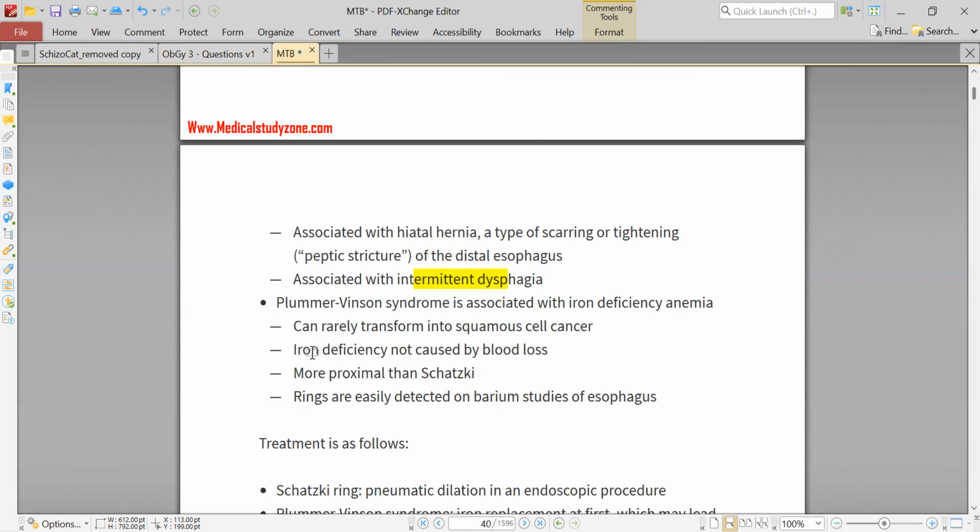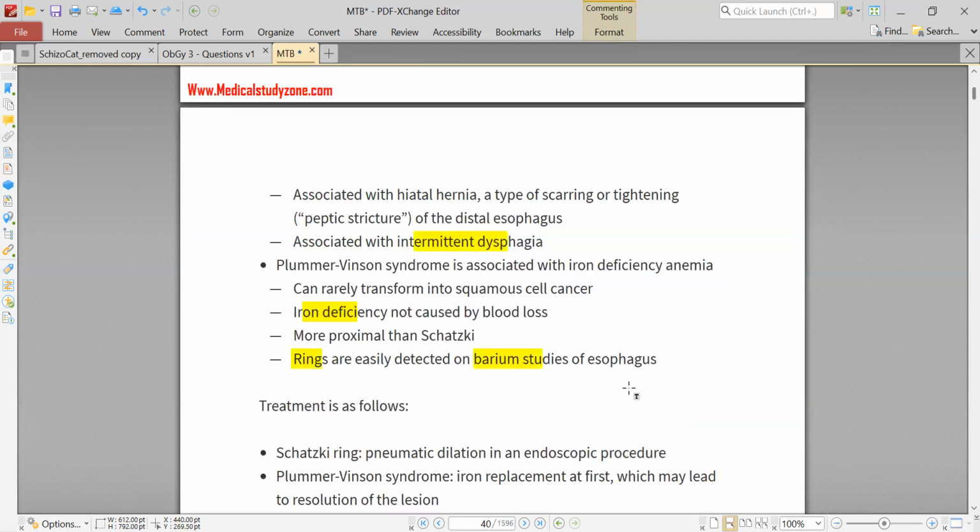Plummer-Vinson syndrome is associated with iron deficiency anemia. It is more proximal, in the upper part of the esophagus. The proximal webs and the Schatzki rings are easily detected on barium studies. Rings are easily detected in barium studies of the esophagus.